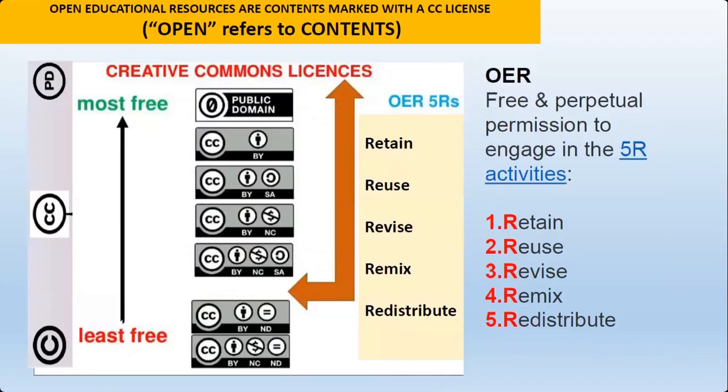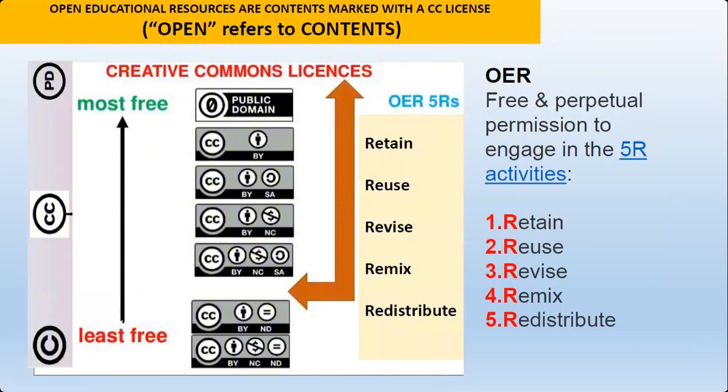There are 4 symbols. From these 4 symbols, you can have all these licenses: CC0, public domain, CC BY, BY-SA, BY-NC, BY-NC-SA. All these are governed by something called the 5R. It means you can retain them. For example, you go to Google search. All results are copyright by default, but you know there is a way to filter to get only Creative Commons material. Have you used it before? Then we can retain it, reuse it, revise it, remix it, redistribute it. That is called OER.